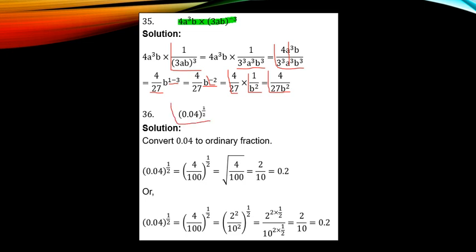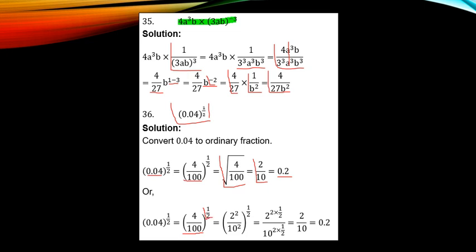Example 36, 0.04 to the power of half. First, let's convert this to a common fraction. That is 4 over 100, which is equivalent to 0.04. Power of half simply means square root. So you take the square root of 4 over 100, and that is 2 over 10. If you divide, you have 0.2.